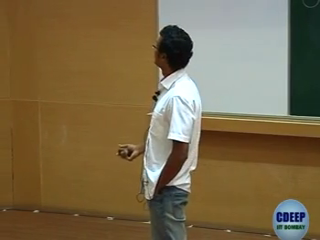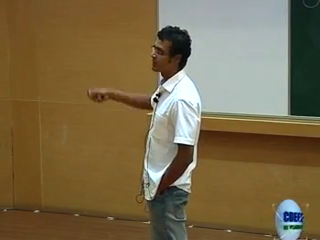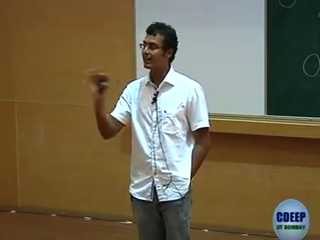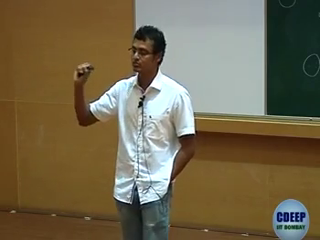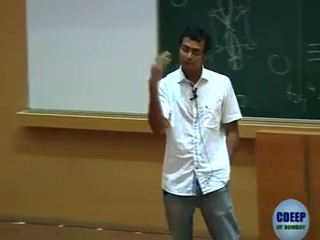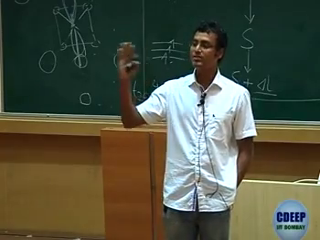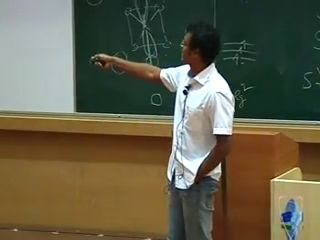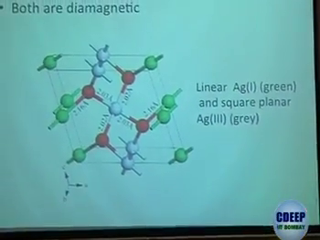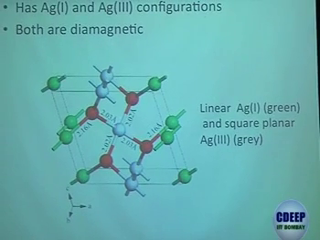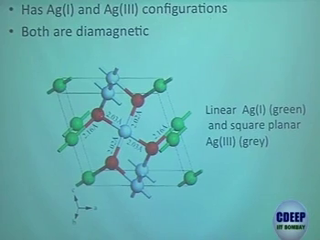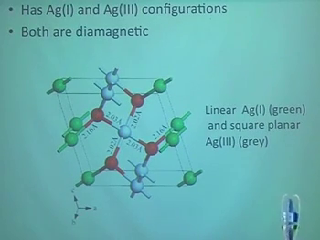Oxidation state: in Ag2O, silver is plus 1 and oxide is minus 2. Any oxide you see is minus 2. Water, if you split it, is H plus and oxide 2 minus. Now the geometry, as you can see over here: silver 1 is linear, and silver 3, which are in gray here, is going to be square planar. Oxide, oxide, oxide, oxide, with silver in the middle.